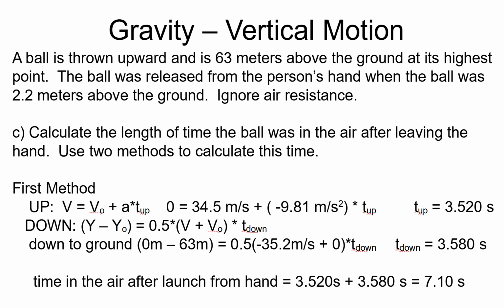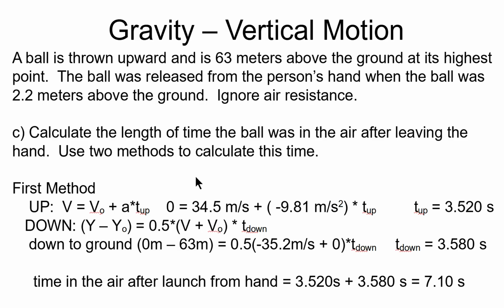Well, part C, calculate the length of time the ball was in the air. Starting our discussion here from the time the ball leaves the hand until the ball hits the ground. Well, there are really two parts to the motion. That's why I'm going to analyze this in the first method I'm going to use here. There's an up part to the motion to get from the hand to the high point. There's a down part to the motion from the high point down to the ground.